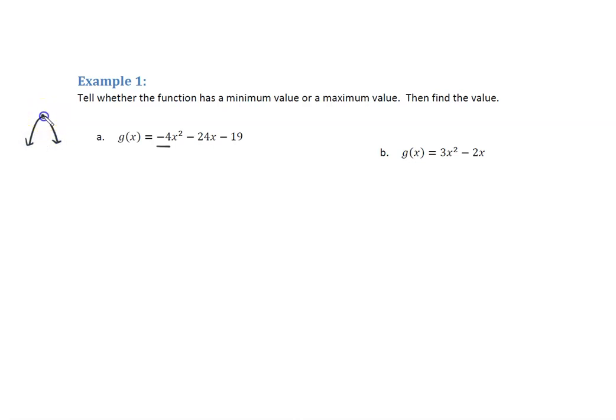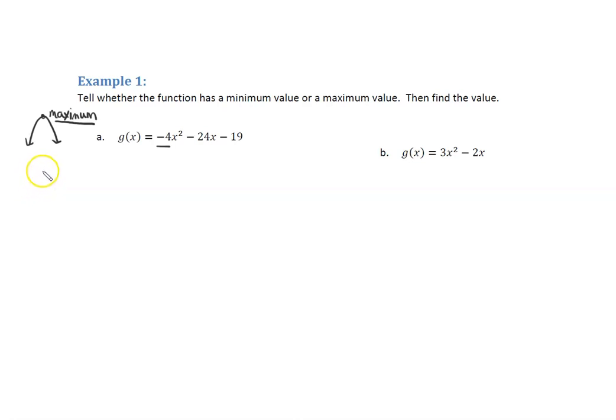That tells me that the parabola is going to open down. So this is its highest point, which is also known as its maximum. It does not have a minimum because it is going to continue down forever. Where the maximum is located is at its vertex. In this example it says, tell whether the function has a minimum or maximum value. We have established that it has a maximum value. Now it says to find the value. How we find the value is by finding the vertex.